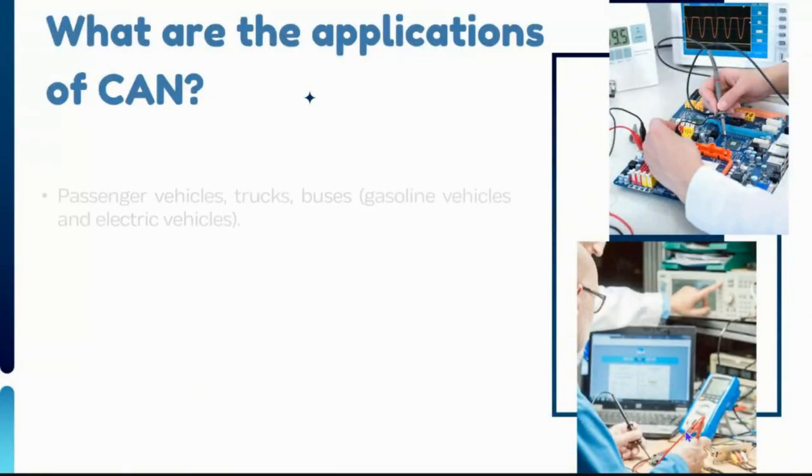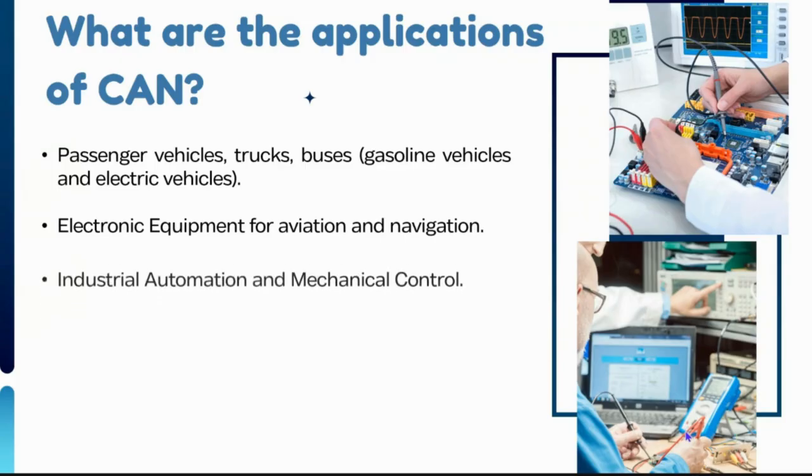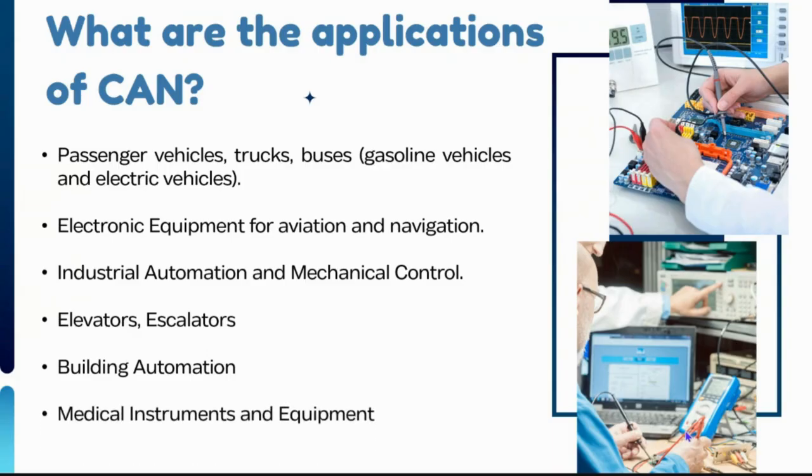What are the applications of CAN? Passenger vehicles, trucks, buses, gasoline vehicles, and many more. All automotive vehicles are operated with the CAN protocol. It is also used in electronic equipment for aviation and navigation, industrial automation and mechanical control, elevators and escalators, building automation, and medical instruments and equipment.